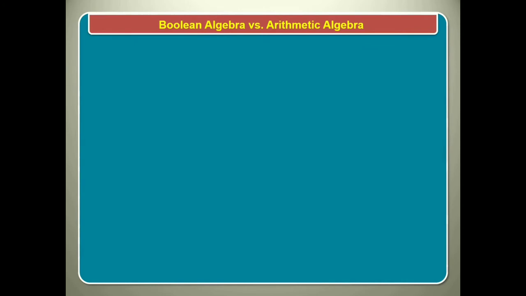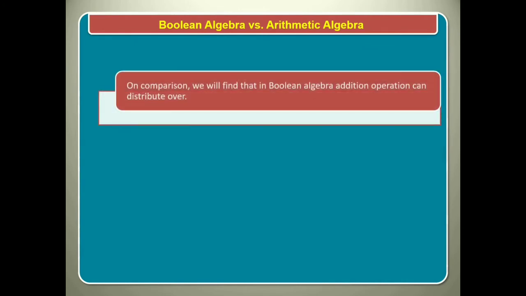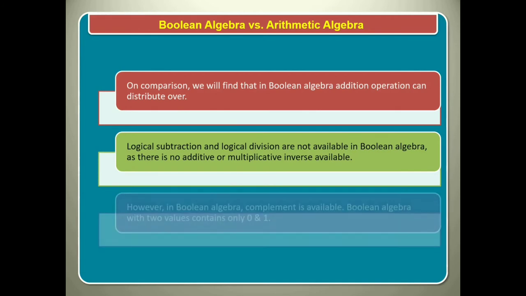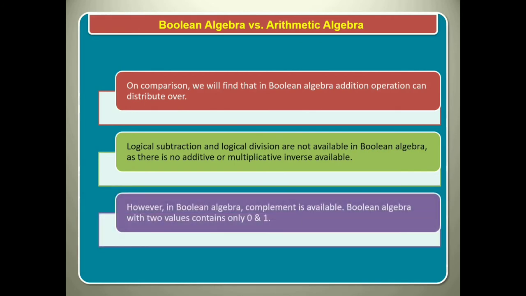Let us now compare Boolean algebra with arithmetic algebra. On comparison, we will find that in addition, operation can distribute over. But Boolean algebra does not have logical subtraction and logical division, as there is no additive or multiplicative inverse available. However, in Boolean algebra, complement is available. Boolean algebra with two values contains only 0 and 1.